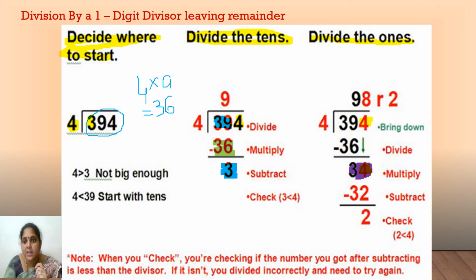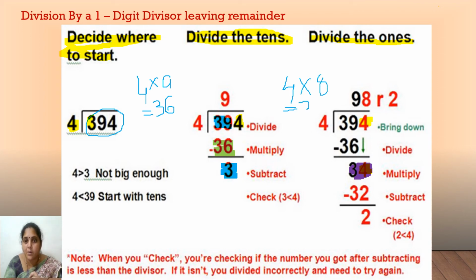Now what I have to check? I have to check which is the nearest number for 34 in the 4 table. Which is the nearest number for 34 in the 4 table? Yes, 4 eights are 32. My nearest number for 34 is 32. How many times? 8 times. When we are multiplying 4 with 8, we are getting our answer as 32, right?